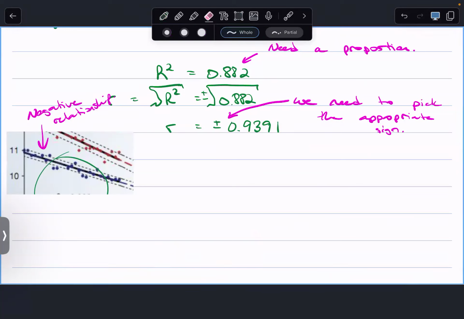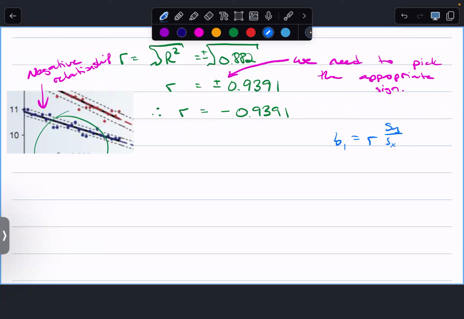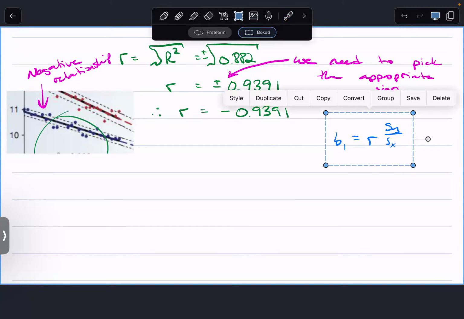Oops, I wrote over my R. There. Therefore, R must be negative 0.9391, right? That negative, like we said at the very beginning, is important because when I calculate the slope, it's R times SY over SX. The standard deviations are always positive, so the only way that I can get a negative slope, which is what I need, is through the correlation. And so that's why it's so important. I'll delete that though.